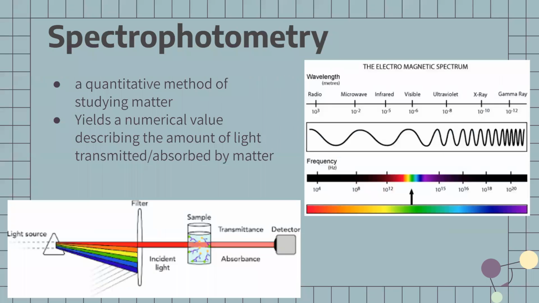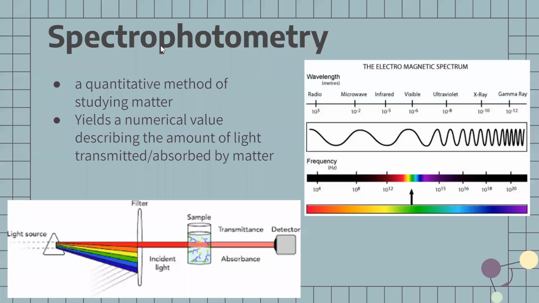Okay, so it is, in essence, a quantitative or numerical method of studying matter. And again, like I said before, it's going to yield a numerical value that describes the amount of light that passed through or was absorbed by that solution.